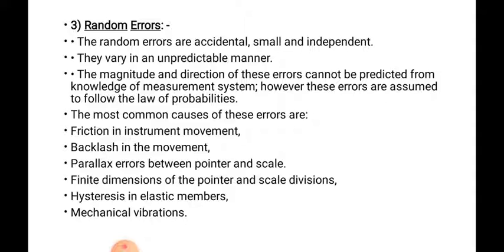friction in instrument movement, backlash in the movement, and parallax errors between the pointer and the scale. Now, what is parallax? If there is an analog instrument, the instrument has a display pointer over a calibrated scale. For protection, glass is provided over that measuring device, and we observe the pointer from the top, or exactly from the front side of the device.